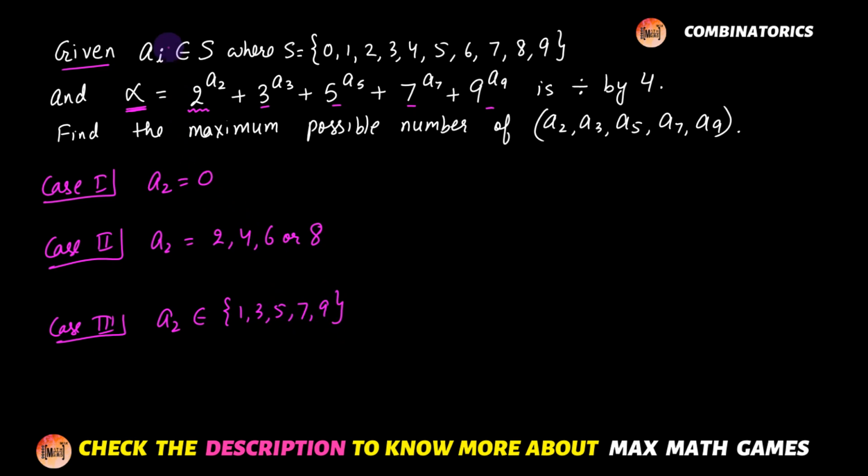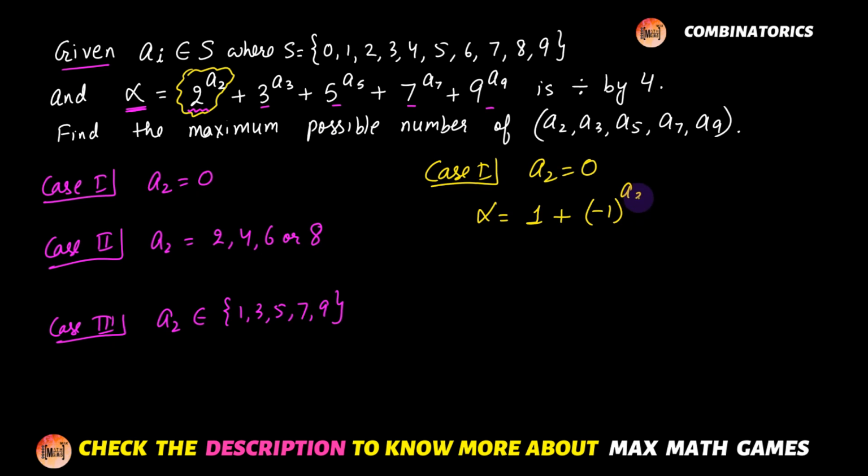So now first of all, let us get started with case number 1. Now for case number 1, A2 is equal to 0, and that will imply that this quantity now becomes equal to 1. So alpha will be equal to 1 raised to the power. When 3 is divided by 4, it will leave a remainder of minus 1. So minus 1 raised to the power A3 plus 1 raised to the power A5 plus minus 1 raised to the power A7 plus 1 raised to the power A9.